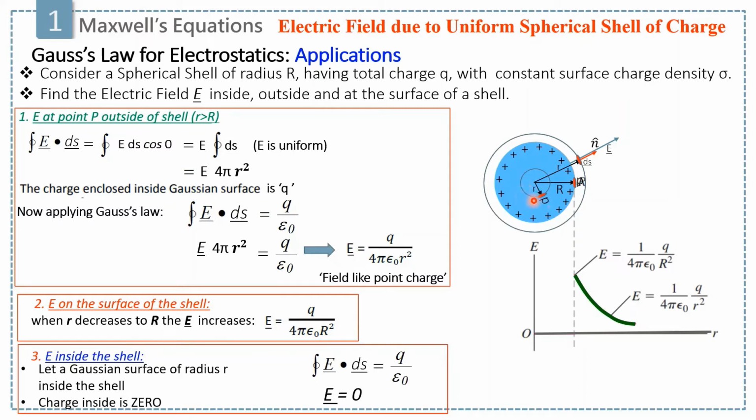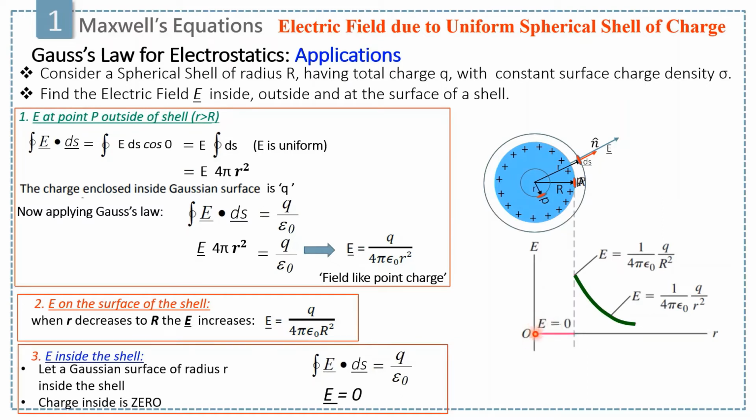inside the Gaussian surface. So this means if there is no charge, there is no electric field. So by Gauss's law, closed integral E dot ds is equal to Q over epsilon naught. Q is 0, so electric field is 0. So this means inside the electric field is 0, which you can see in the graph here.